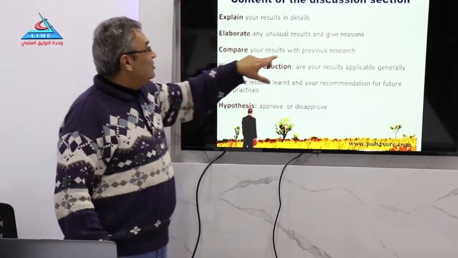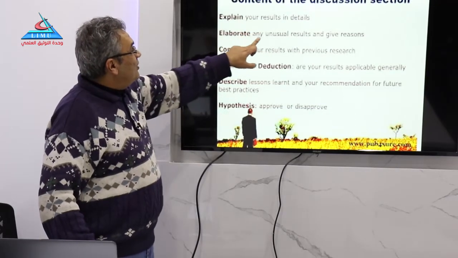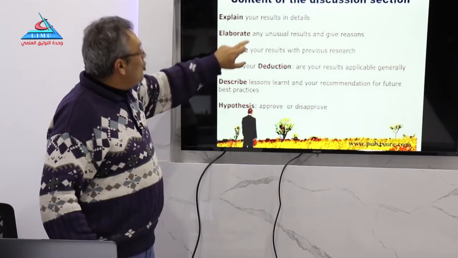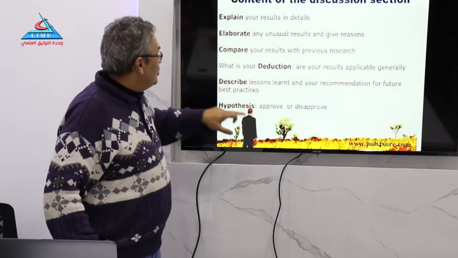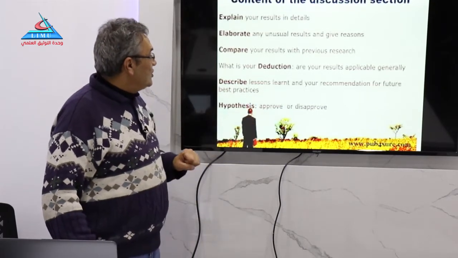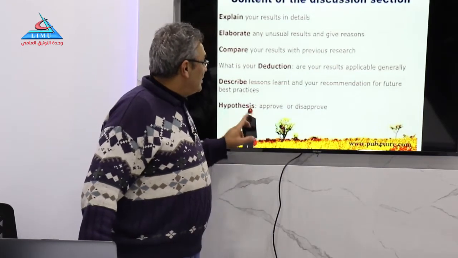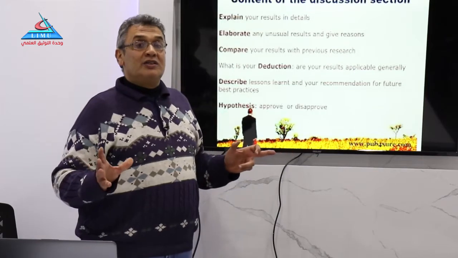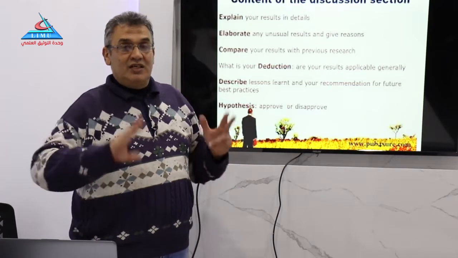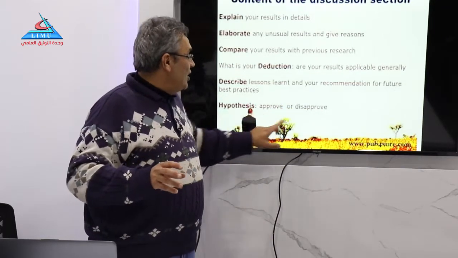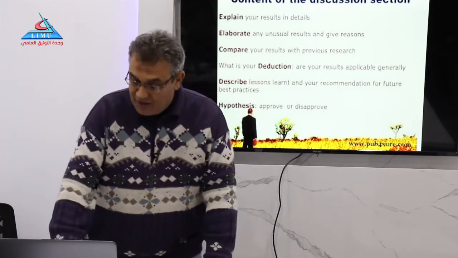Again, these are the contents of the discussion section. Explain your results, then elaborate on any unusual results and give reasons. Compare all of the results with the previous research, and state your deduction, and describe lessons learned and your recommendations for the future. And then what your conclusion comes with: did your study prove the hypothesis, disprove the hypothesis, answer the questions, or couldn't answer the questions.